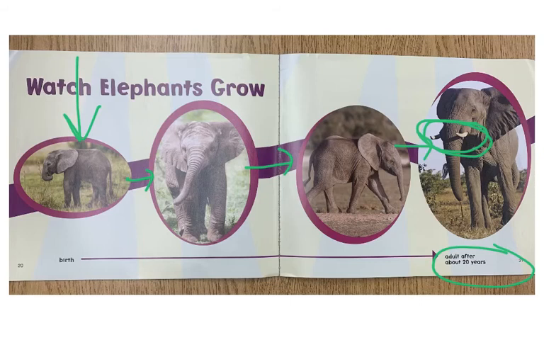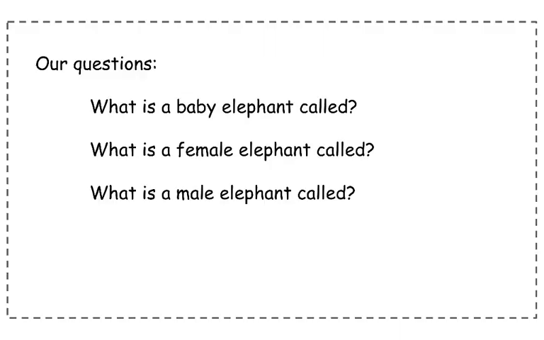So as you can see, the elephant is changing, but its body is growing bigger. Not like the frog where they lose legs or the butterfly grows wings. It's different in that aspect. But elephants do grow bigger. They grow tusks. And then once they're an adult, then they have a baby. And so that cycle again continues. So our questions that we're going to be focusing on is, what is a baby elephant called? What is a female elephant called? And what is a male elephant called?